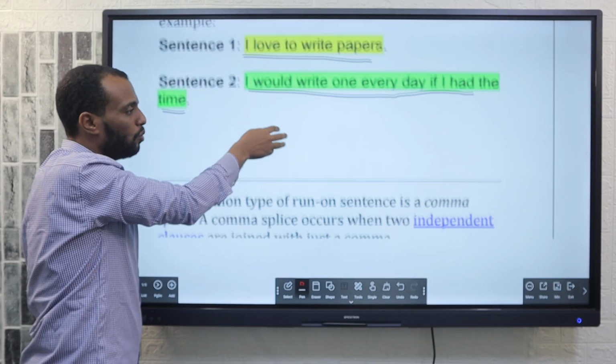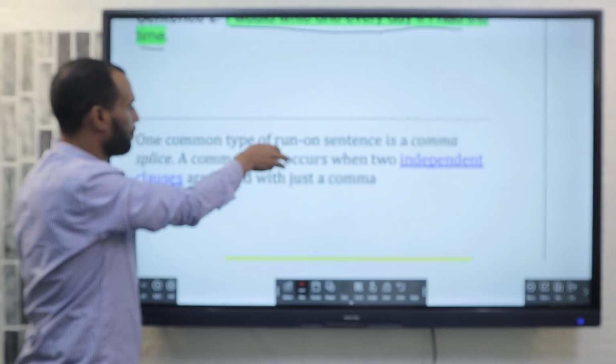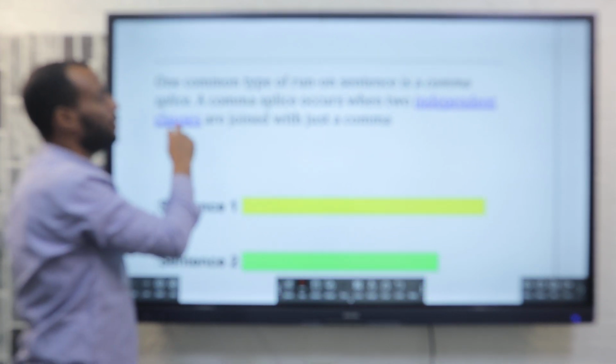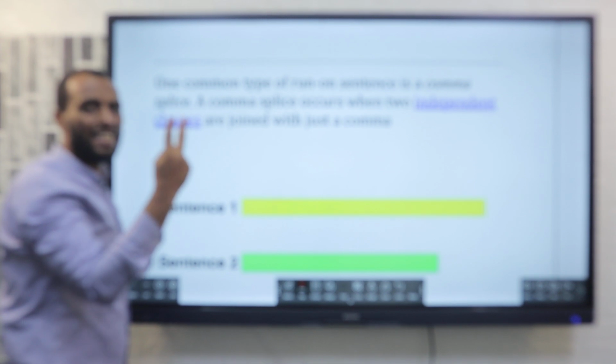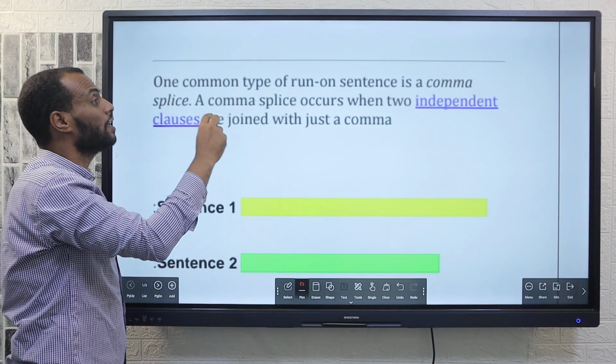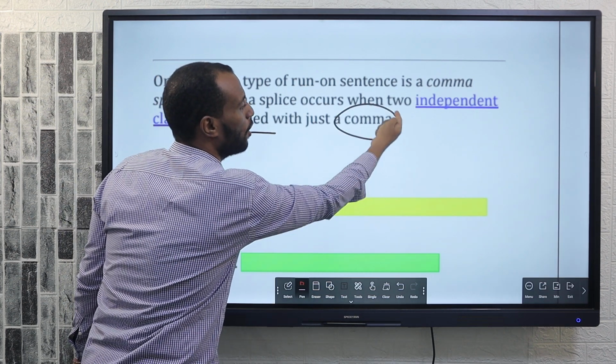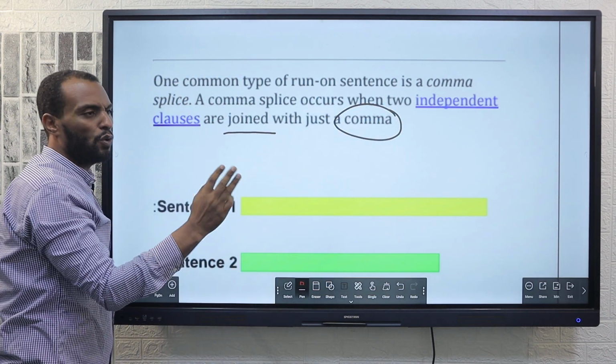Another form of the run-on sentence, in which we have, as I said, two independent clauses, but this time they are joined. But joined with what, mister? With a comma. And let me give you an example.